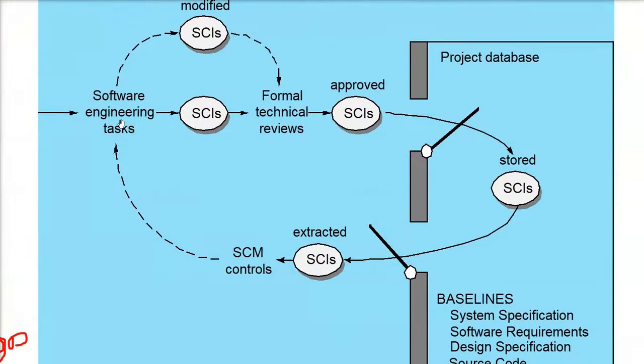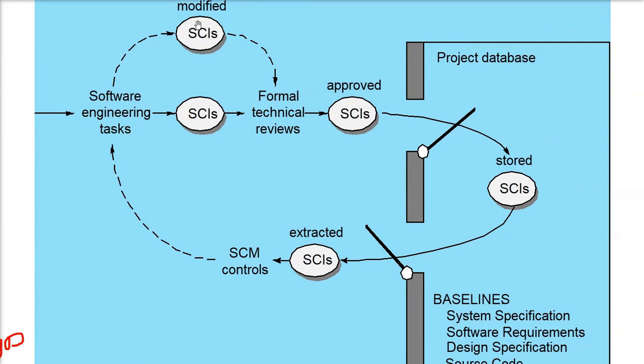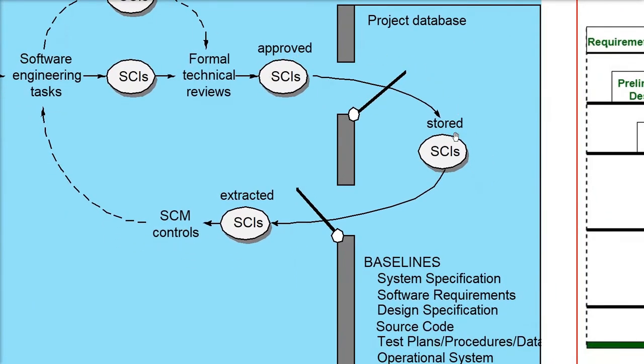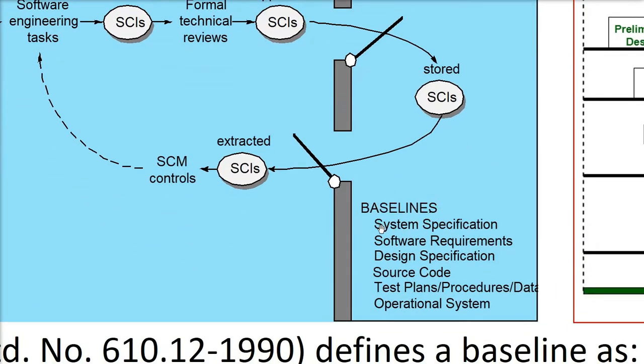Now I just want to highlight here. On the right there is a box, and there is an opening and closing. These SCIs can only be picked up from that box when you follow the formal technical review procedure. It can be a specification, system specification, software requirement, design, source code.